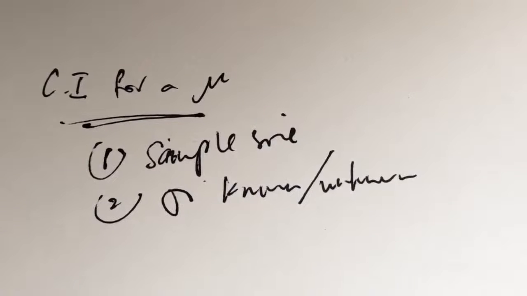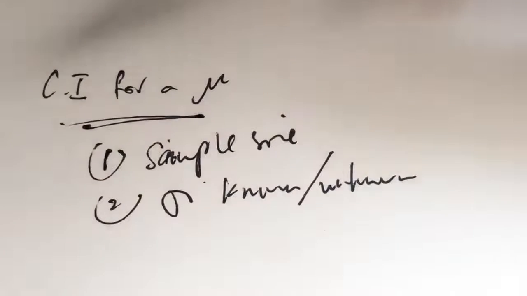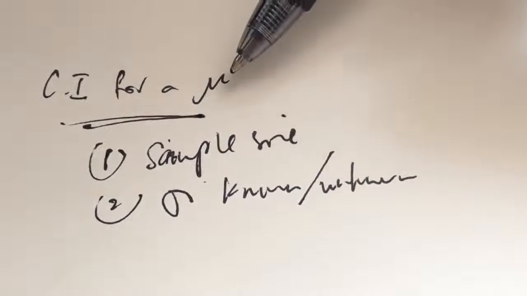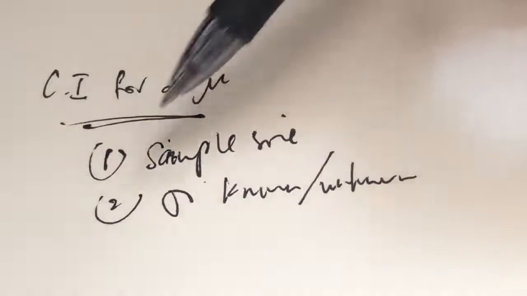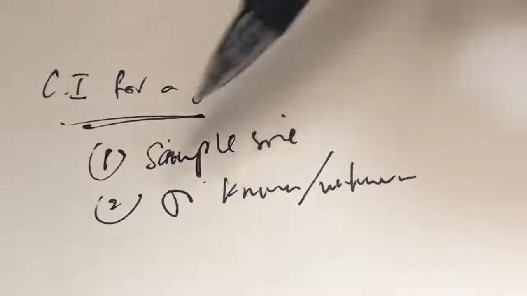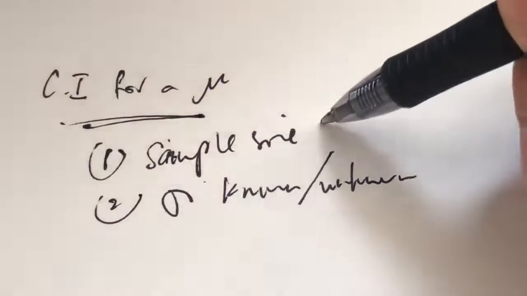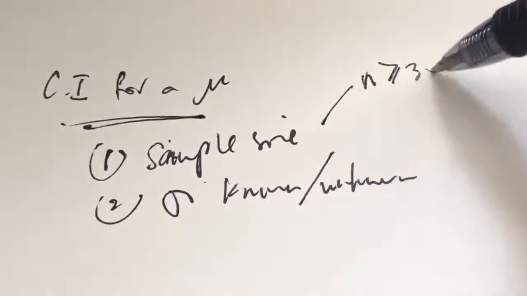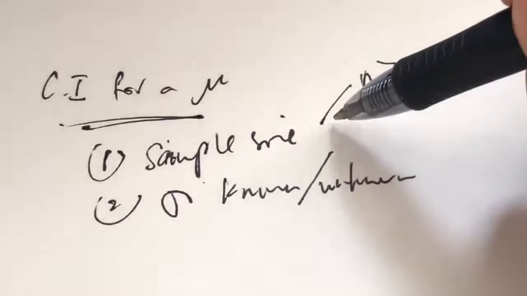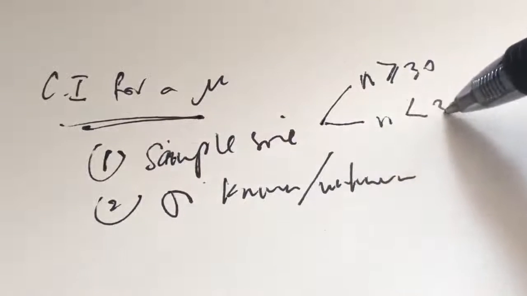Now let's look at the first case. If you want to construct or calculate the confidence interval for a population mean, there are two things you need to consider. The first is the size of the sample, or sample size. Is the sample size large? Large meaning n is at least 30, okay? Or is the sample size small, less than 30?